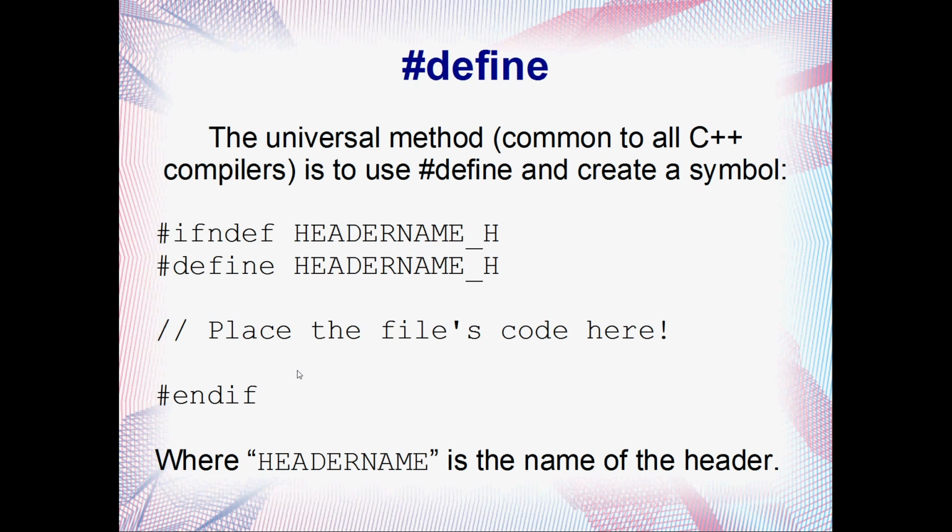So if the compiler has read the define header.h line at some point in the past during its compilation, it's going to skip defining the code again. I hope that makes a bit of sense. And header name is whatever your header is. So if you're defining lion.h or whatever, then your ifndef would read ifndef lion underscore h, define lion underscore h.